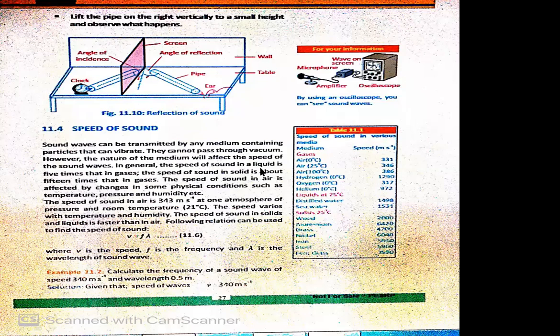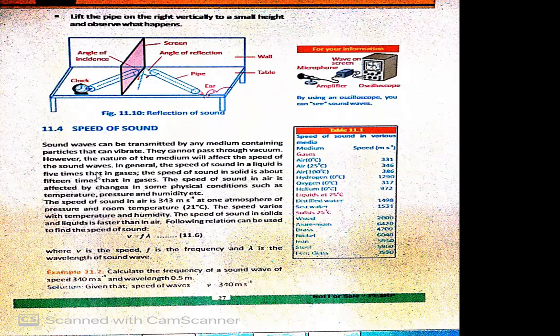In general, the speed of sound in a liquid is 5 times that in gases. Look, in liquid, I told you, the speed of sound is greater as compared to gases. In gases the speed of sound is 331 meters per second, but in liquid it is 5 times more. If you take 331 multiplied by 5, you will get almost the speed in liquid. So that's why it says the speed of sound in liquid is 5 times that in gases.